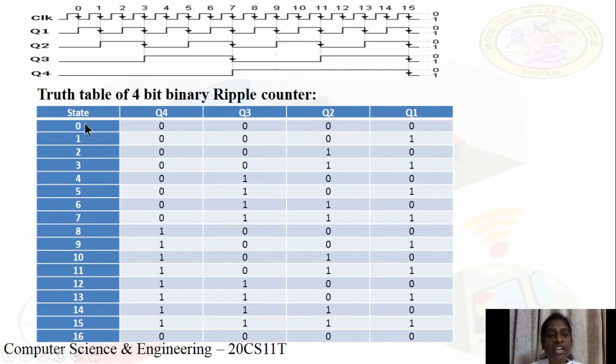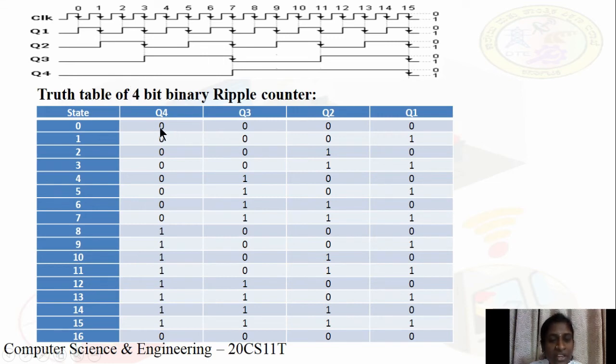Initially, this is the state of the flip-flops, the values of Q1, Q2, Q3 and Q4. Q1 is the output of the first flip-flop, Q2 is the output of the second flip-flop, Q3 is the output of the third flip-flop, and Q4 is the output of the fourth flip-flop. Initially, observe here, all the output values of the flip-flops are 0: 0, 0, 0, 0.